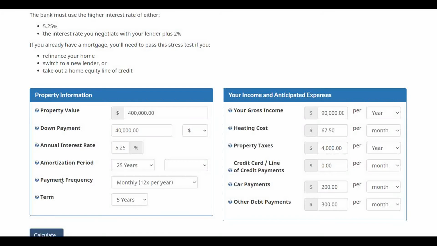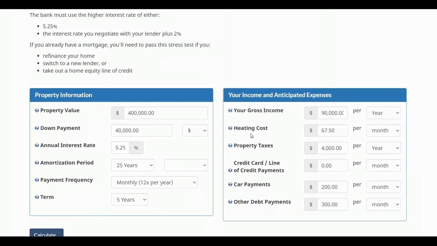Term and payment frequency. For payment frequency, we're going to use monthly for this one. For term, you can have whatever term is comfortable for you. We can go into exactly what kind of term you're going to need later on, but for the purpose of this, we're going to use 5 years, fairly standard. Your gross income, for the purpose of this, we're putting 90,000.